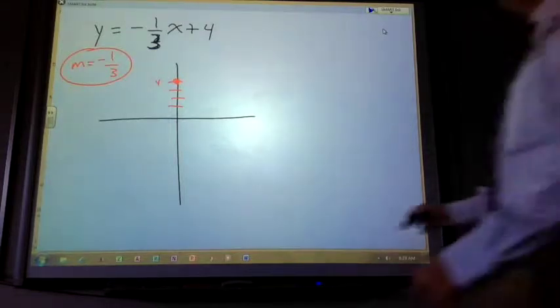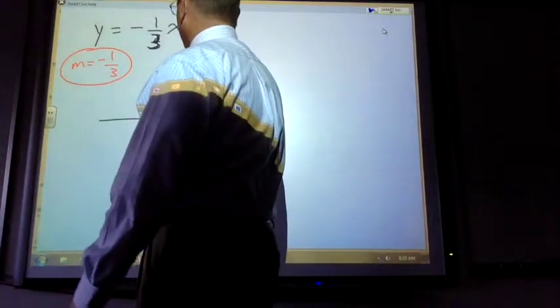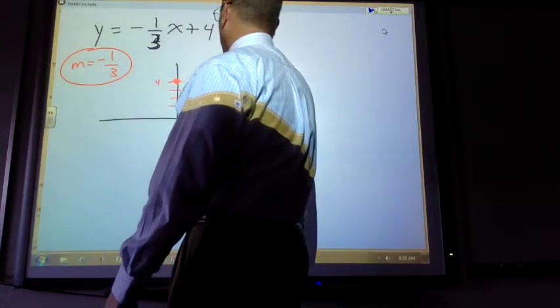Go down 1 and then go right 3. This is negative, means I'm going to go down 1, and then I'm going to go to the right 3 spots.